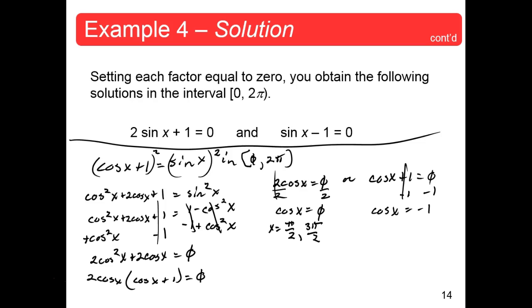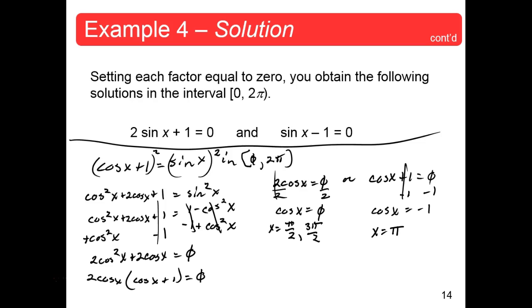2 pi is positive 1, but pi is negative 1. It starts at plus 1, goes to 0 at pi halves, negative 1 at pi, 0 again at 3 halves pi, and 1 again at 2 pi. So at pi is where it's negative 1. So here x equals pi. And that's the only place in between 0 and 2 pi that it will be negative 1.